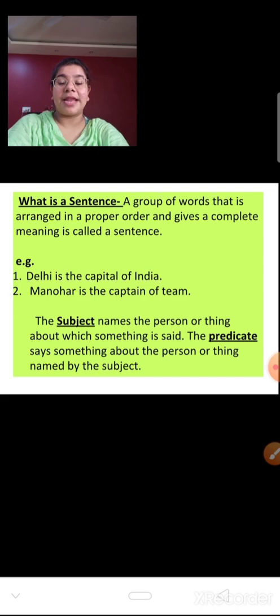But if I arrange these words in a very proper manner, like I am your teacher, from this sentence you will get to know that yes, she is our teacher. How? Because I have arranged the words in such a manner that you get to know the complete sense of that sentence. And that is the main essence of the sentence, that if you arrange the words in a proper sequence, they will give you a complete meaning. I hope you understand what is a sentence.